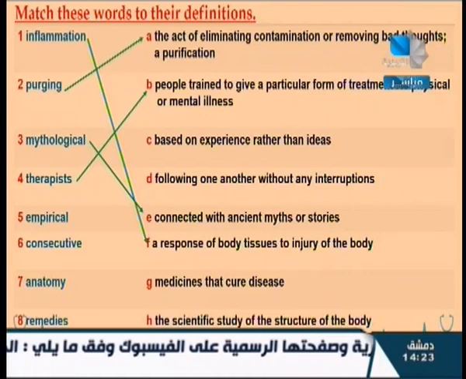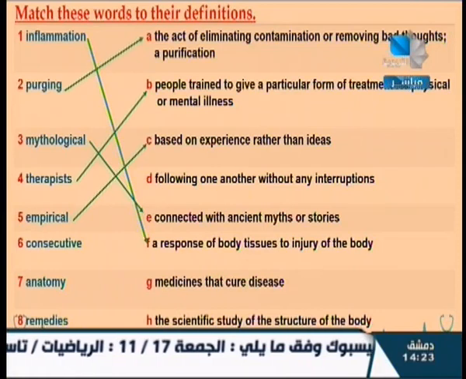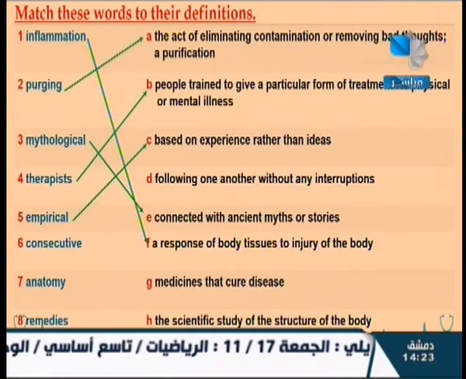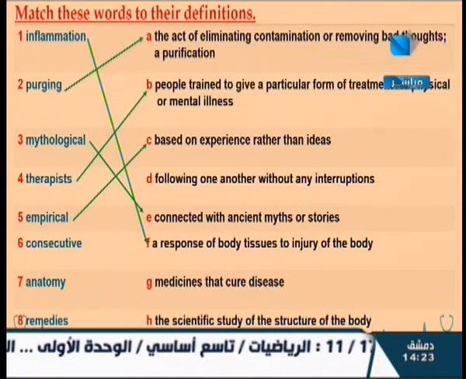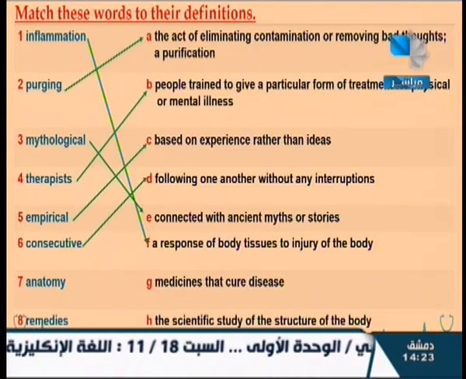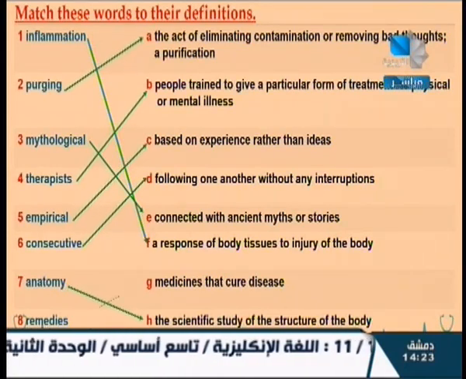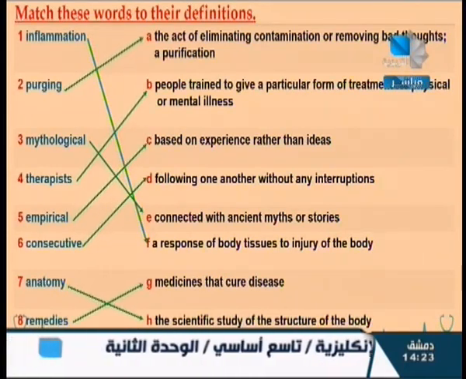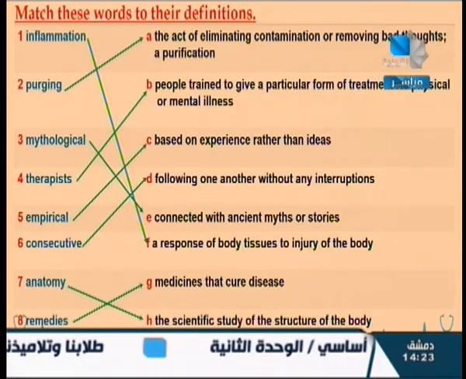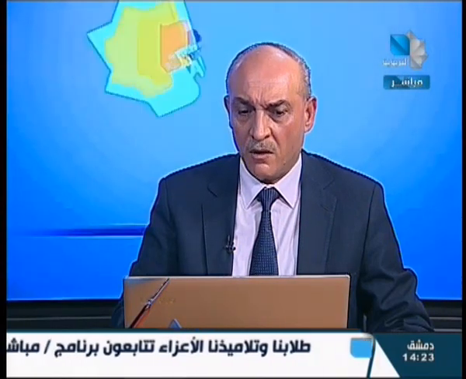Empirical means based on experience rather than ideas. Consecutive means following one another without any interruptions. Anatomy is the scientific study of the structure of the body. Remedies are medicines that cure illness or disease. Thank you very much. I hope that is clear.